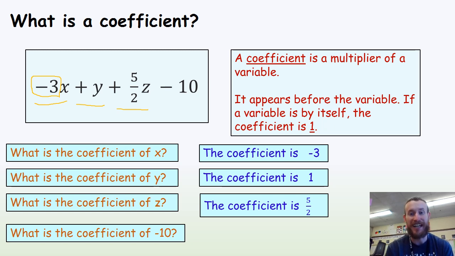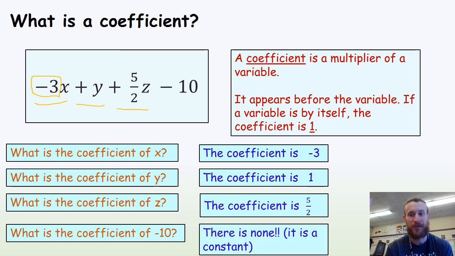Last question, what's the coefficient of negative 10? Well, it has no coefficient. That's because it is a constant term. So we don't really say that a constant term has a coefficient. Again, a coefficient is really a fancy word for just a multiplier. It means to multiply by something. So whatever x is, if it's 10 or 9 or 8, we're going to multiply that by negative 3. So negative 3 times 8, that would be negative 24. And then we would know the value of that term.